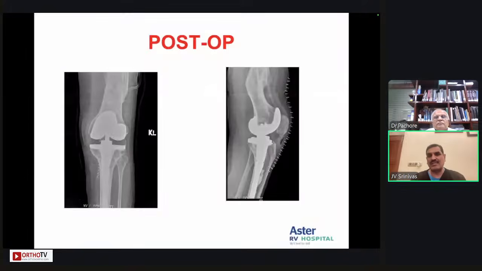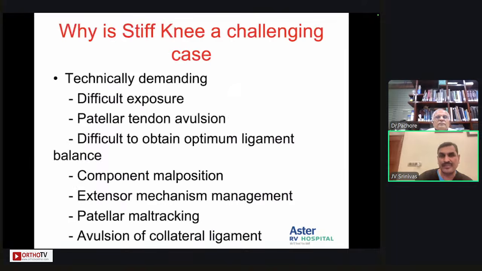So once we have done the procedure, go ahead and close your VY-plasty, and that's how your post-operative image will look. And you have to do this kind of surgeries with the help of a senior surgeon. As a young surgeon, don't try to venture into all this.